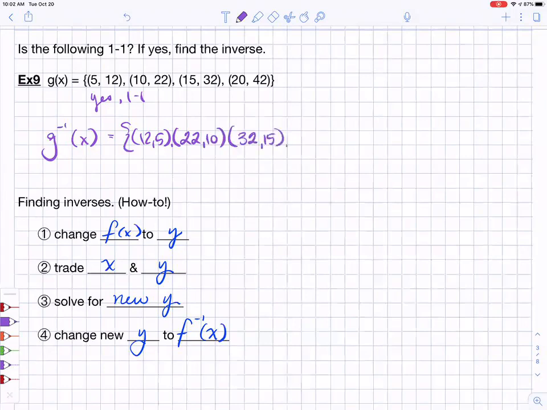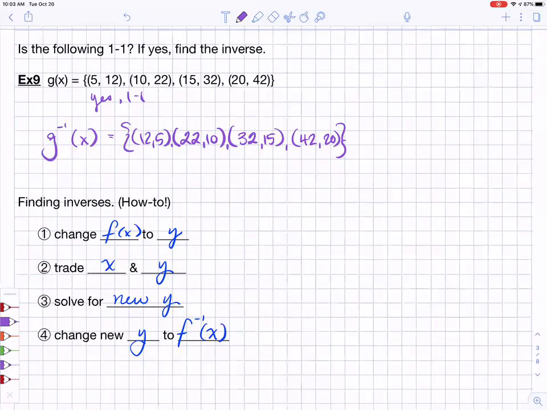3215. 4220. Notice that I'm using the curly brackets because I'm making a list. So this is listing notation is what I'm using.